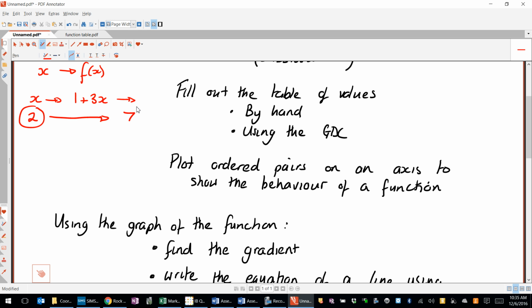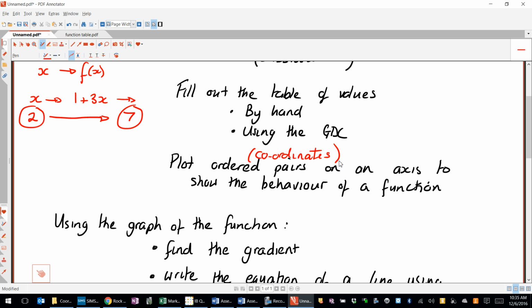So the input goes with the output. They're a pair of numbers. They're called an ordered pair because they tend to go in order. You would also know ordered pairs, once they are plotted, they become what? They become coordinates. Okay? So once you've plotted them, they become coordinates. And you just plot them on a set of axes to show the behaviour of a function.